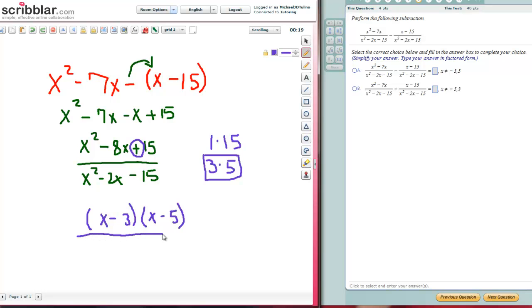Okay, and so that's going to be all over. And now let's do the same thing for the bottom. So, this time the sign is negative. So we're going to have parentheses.